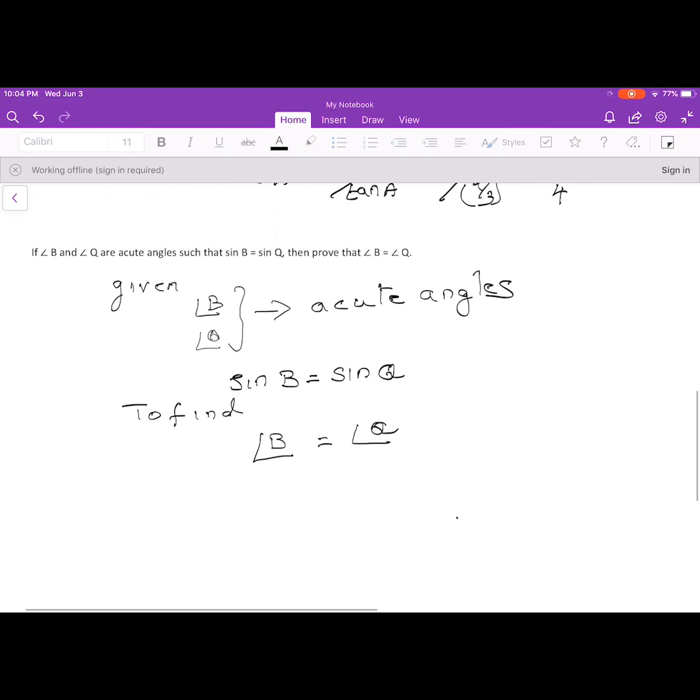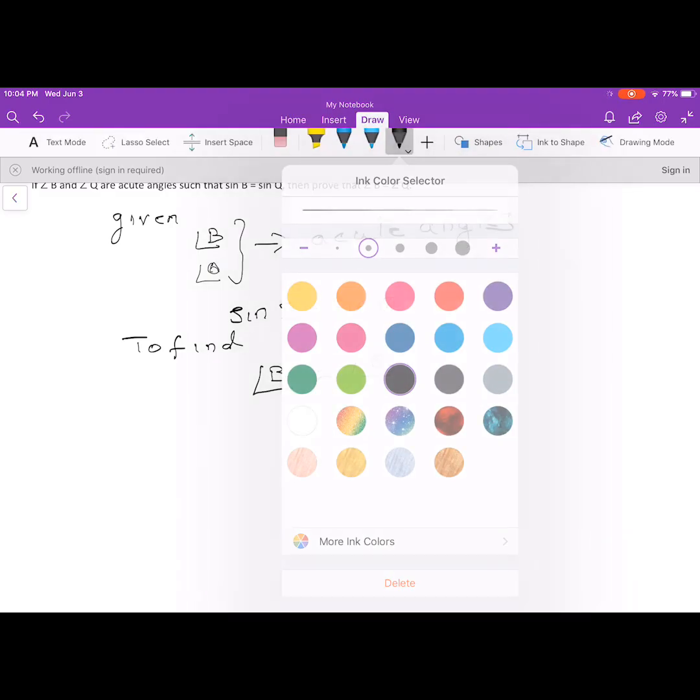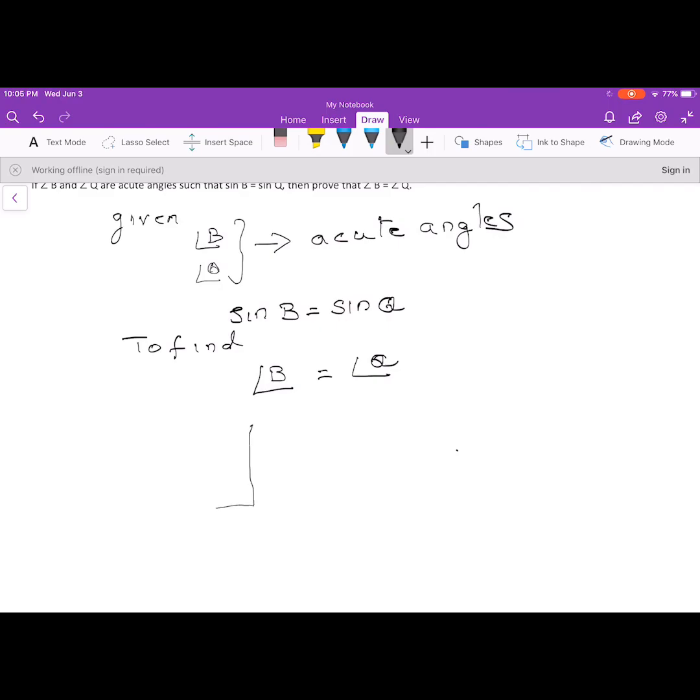For that, let us consider two triangles where B and Q are acute angles. ABC and PQR are the two triangles where B and Q are your acute angles, and triangle ABC is 90 degrees at angle C, and triangle PQR is 90 degrees at angle R.